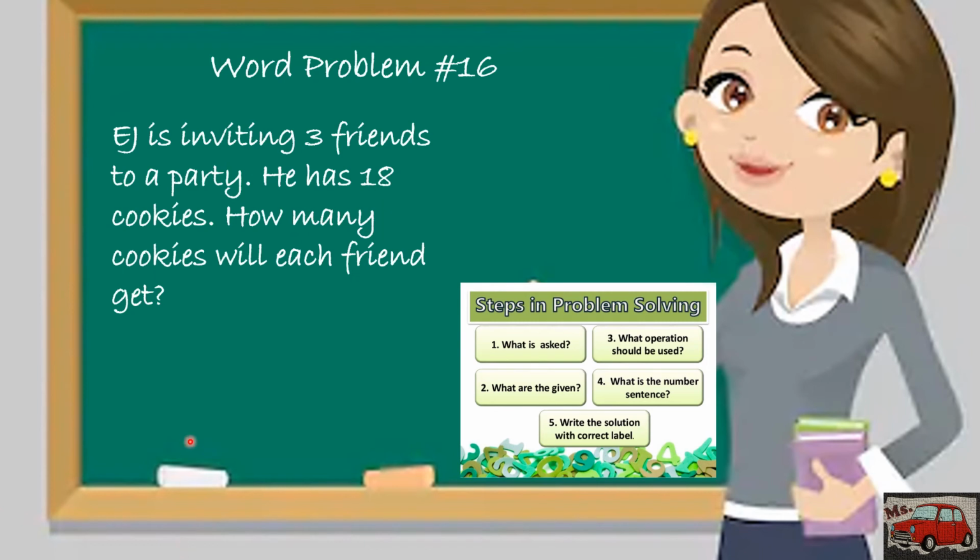Word problem number 16. EJ is inviting 3 friends to a party. He has 18 cookies. How many cookies will each friend get? So let's use the steps. First, what is asked? So the question is, how many cookies will each friend get? Or ilan daw yung cookies kada friend? Second, what are the given?